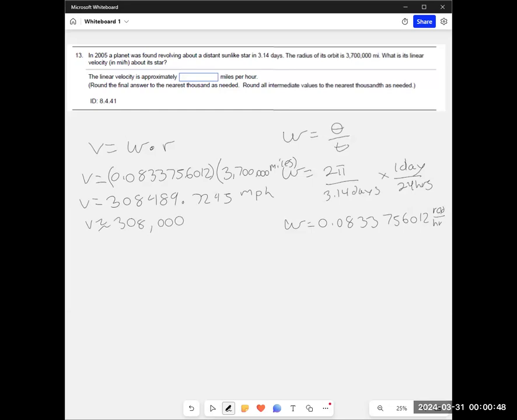But it said to round all intermediate values to the nearest thousandth. So I needed to round this to 0.083. And let's go back and make that calculation again, because then that's going to change my final answer. So 0.083 times 3,700,000.